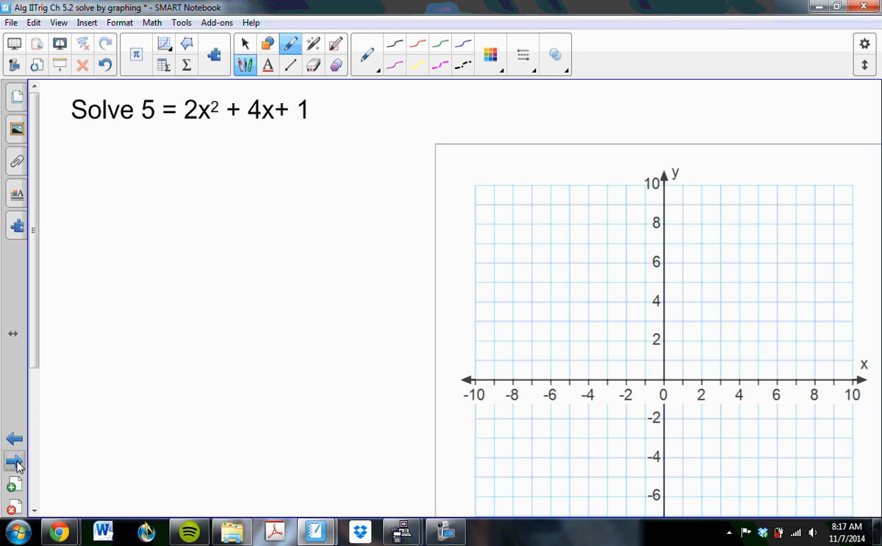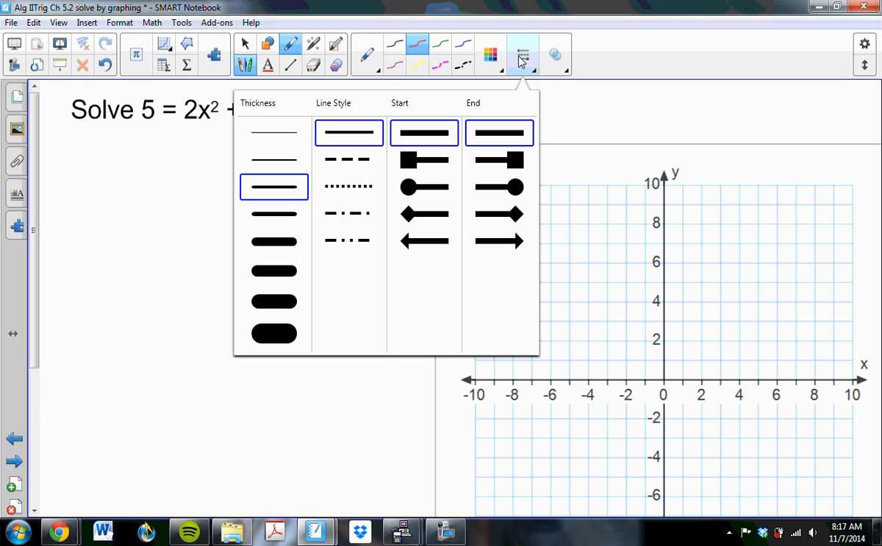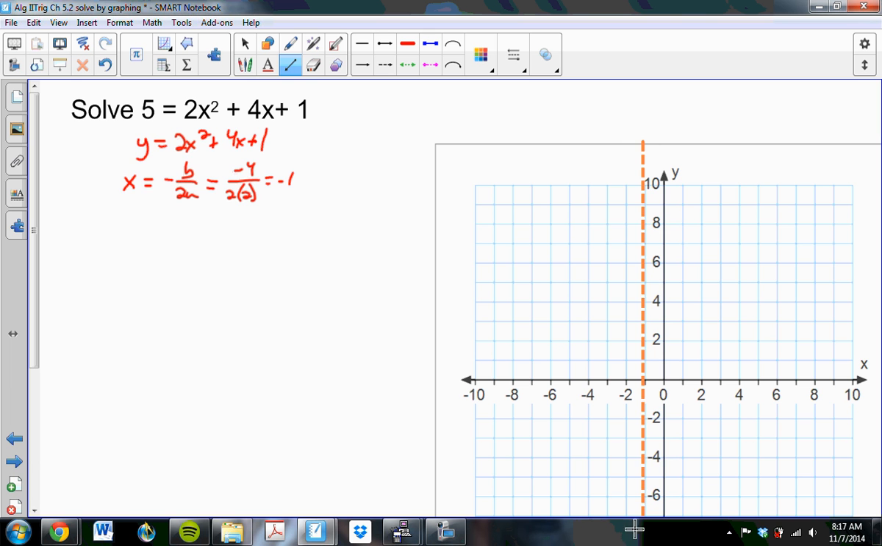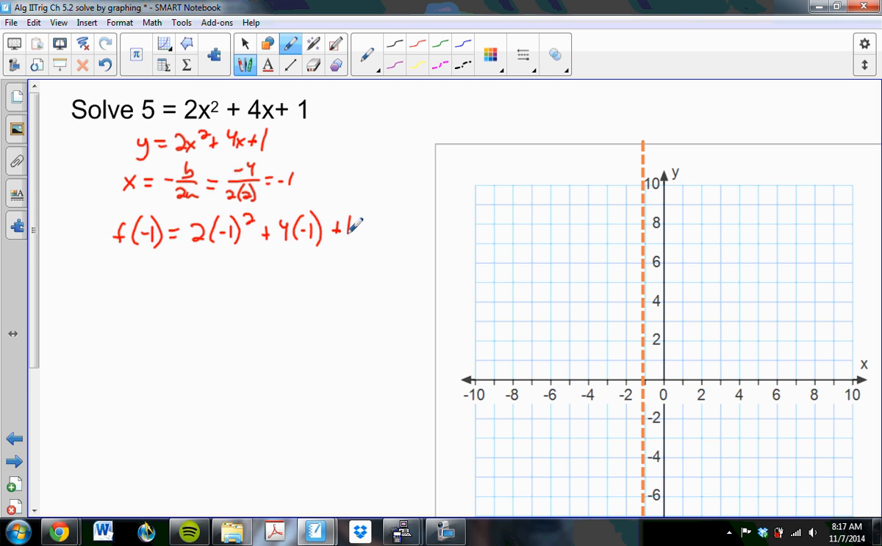I'm going to solve this equation: 5 equals 2x squared plus 4x plus 1. So I'm going to graph the equation y equals 2x squared plus 4x plus 1. I can find the axis of symmetry by doing -b over 2a, which is -4 over 2 times 2, which is -1. So I have an axis of symmetry right here. And I can do f of -1 to find the vertex. 2 times -1 squared is 2, minus 4 is negative 2, plus 1 is negative 1. It's this point right here.